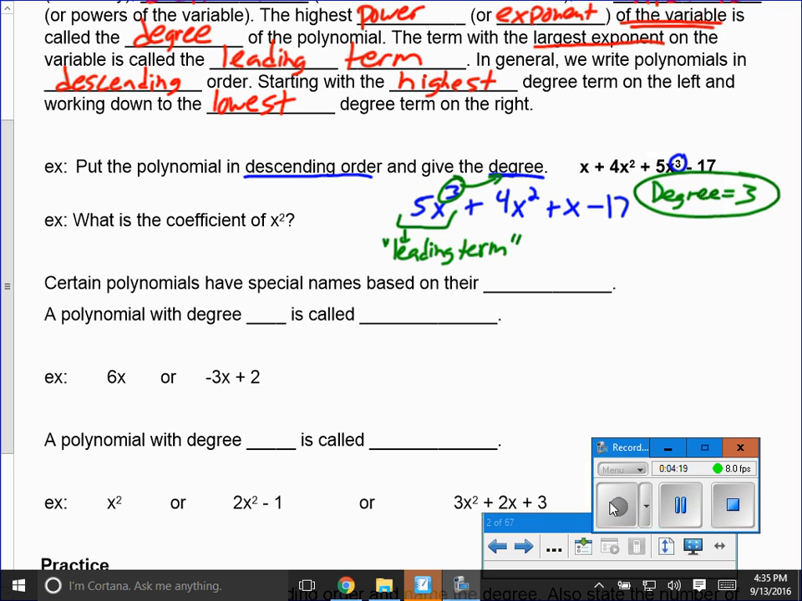The next question says, what's the coefficient of x squared? Alright, so here's my x squared term. Right, remember, x squared is called quadratic. So that's our quadratic term. Alright, so the coefficient of x squared would be 4. Right, we could also say, using this vocabulary, what's the coefficient of the quadratic term? Right, those mean the same thing.